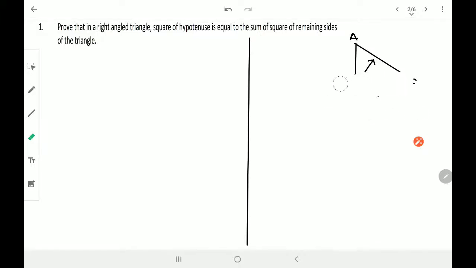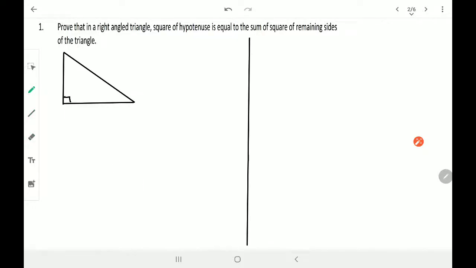You are aware of this Pythagoras theorem already, but today we are not going to just make use of Pythagoras theorem, but basically we are going to prove Pythagoras theorem using similarity. So let us understand what exactly we have to do now. I'll just draw the right angle triangle here. Till that time you can read the statement.